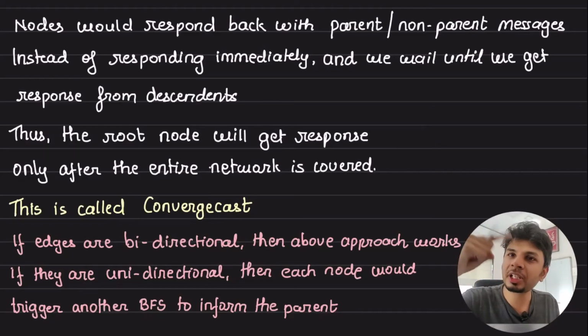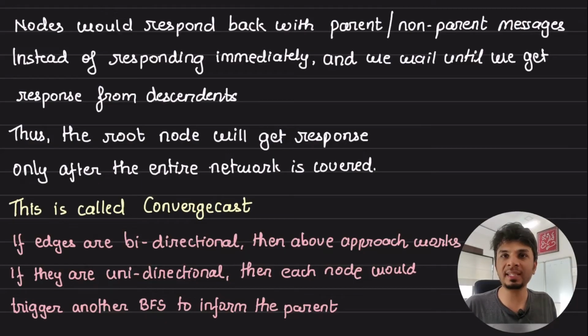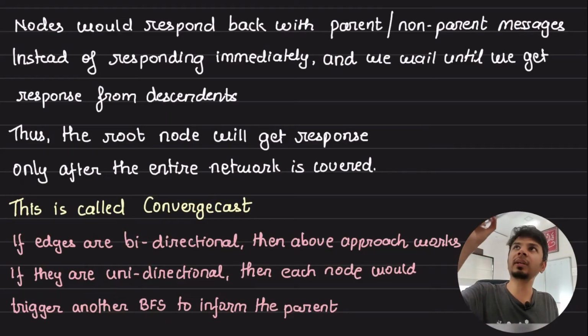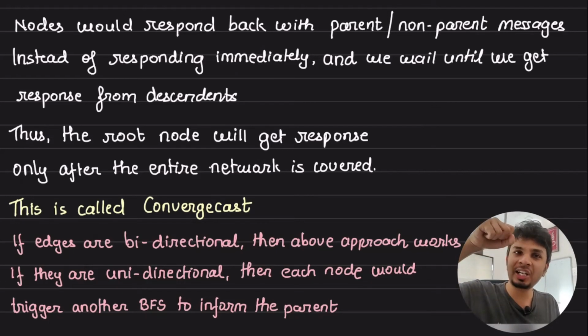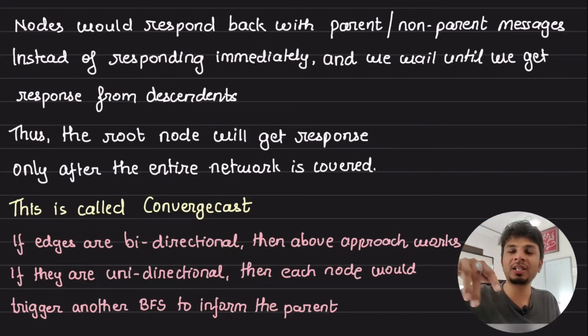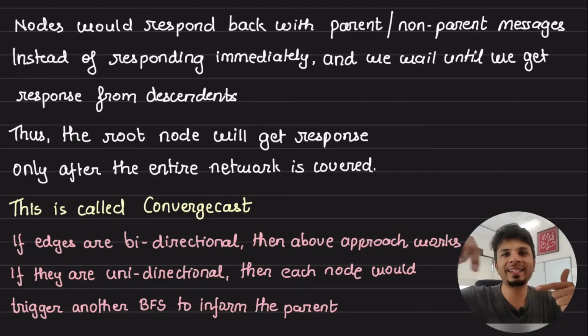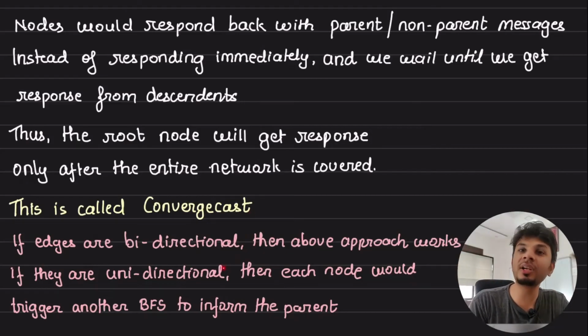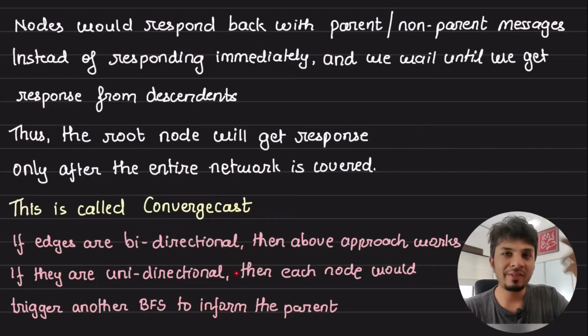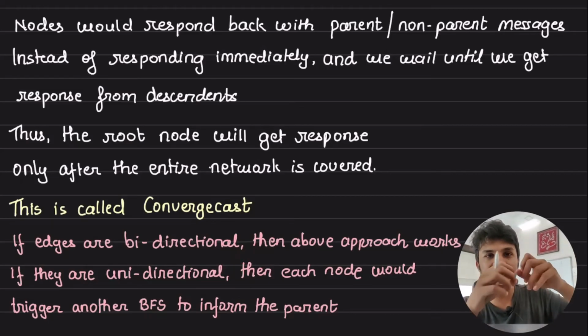What if that communication line is unidirectional? Which means that I0 can send a message to A, but A cannot respond back to I0. So how would A tell I0? A would initiate another breadth first search to inform this message to I0 via some different port. So in a unidirectional distributed network, every node would be triggering another breadth first search to inform its parent.